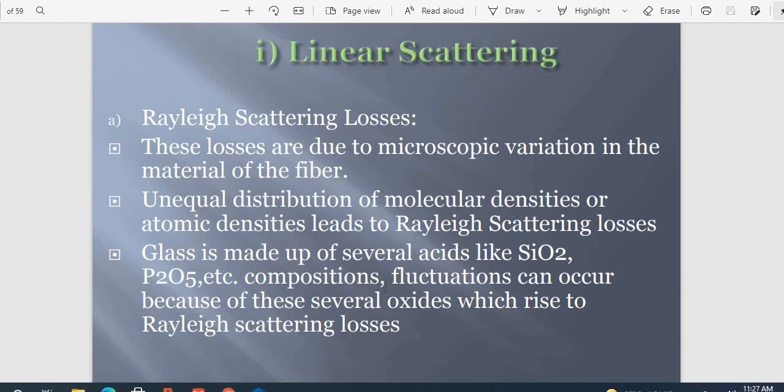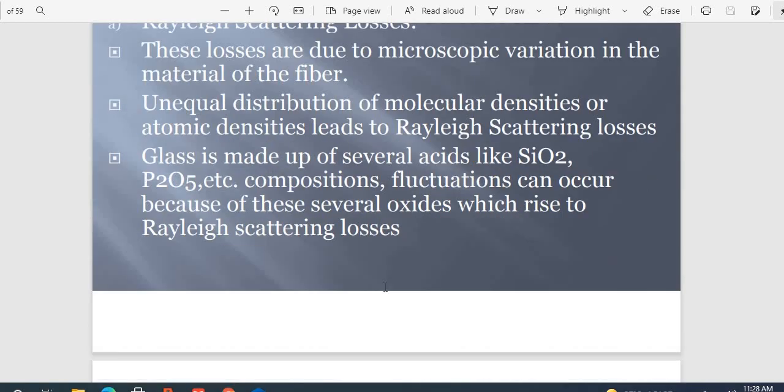Next, the glass is made up of several oxides, like silicon dioxide, phosphorus pentoxide, etc. This glass is made up of different oxides, right? So if you look at the composition, fluctuation can occur because the materials are different. Whenever the materials are different, the fluctuation can occur because of these several oxides, which gives rise to Rayleigh scattering losses. Because of all these phenomena, the losses we are getting are scattering losses, right? This is one example of Rayleigh scattering losses.